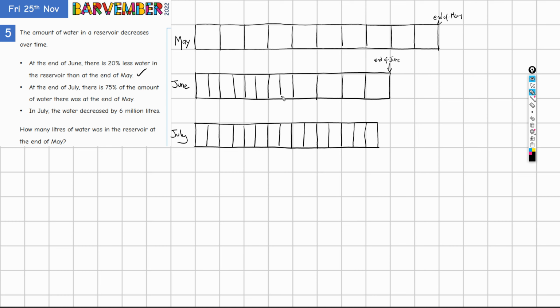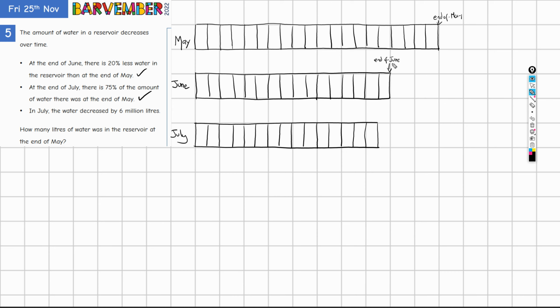So what I'll find is I didn't need to have done all of these, because if we look at the question, it's just asking me about May, but it's about keeping all of the parts consistent where I know that they have equal value. So now all of these parts in this model have equal value. So what are we told? Well, that's that information there. We are told that in July, the water decreased by 6 million litres.